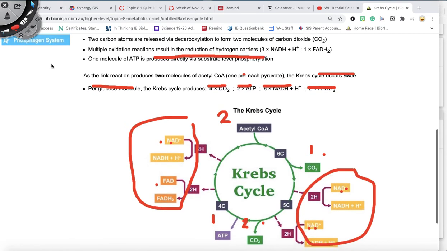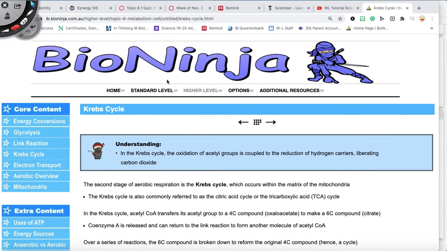All right, so that's it for today, and next time we will look at the electron transfer chain.